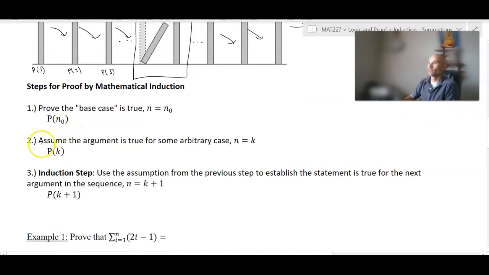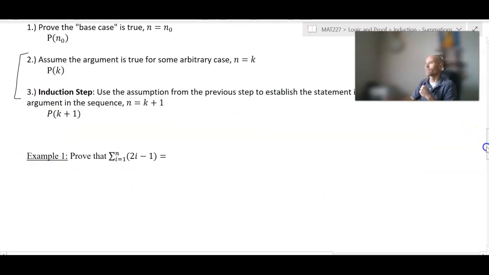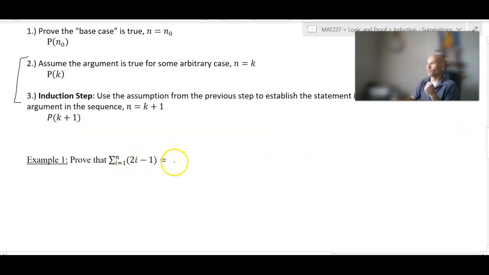So assume the argument is true for some arbitrary case, n equals k. This feels troublesome sometimes, but remember, we already have one situation where it is true, but in this step, we want to establish the logic of dominoes knocking over the next ones. Then the induction step: use the assumption from the previous step to establish the statement is true for the next argument in the sequence, n equals k plus 1, which is the statement P of k plus 1. So we've established, or we believe, that the sum of the first n odd integers is n squared.